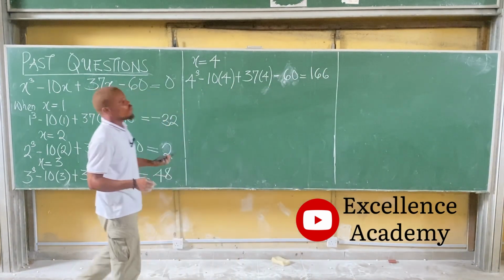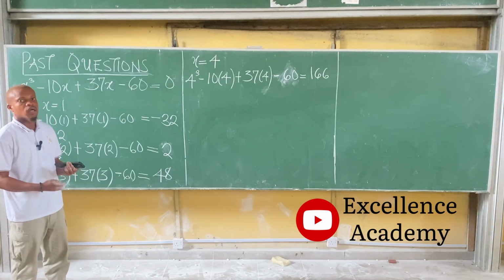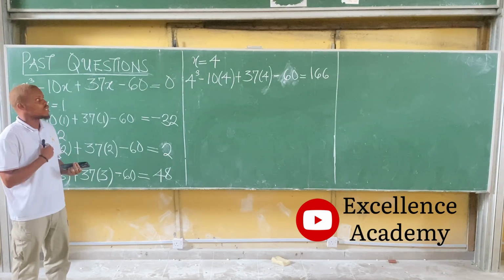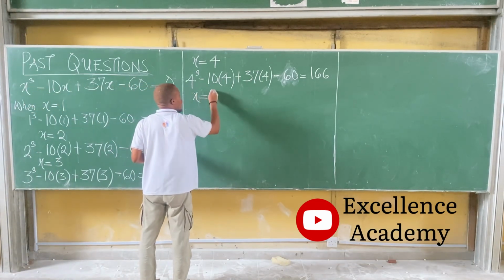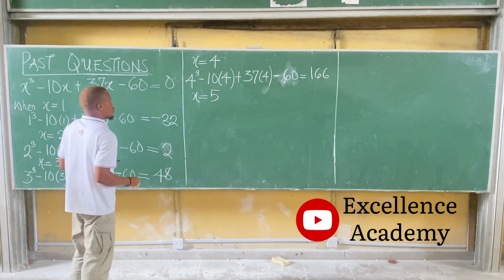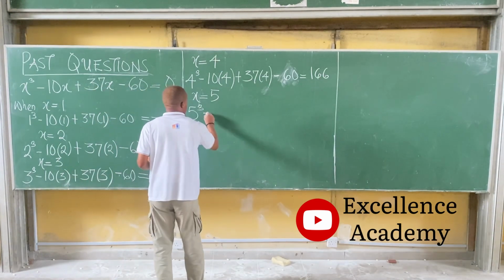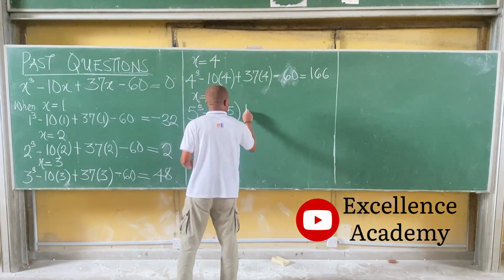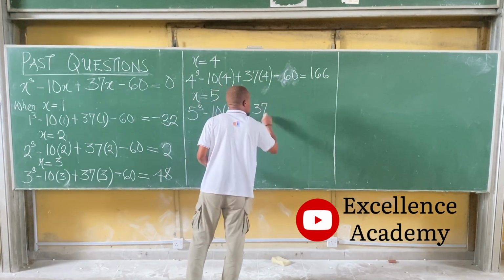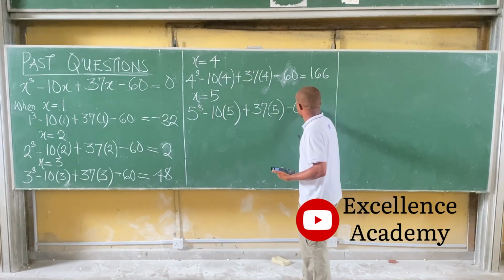All right. So 4 is not a factor. Let's try the next number. We continue trying until we get 0, right? As our final answer. So x equals 5. Let's go. So I'm having 5 cubed minus 10 times 5 plus 37 times 5 minus 60.